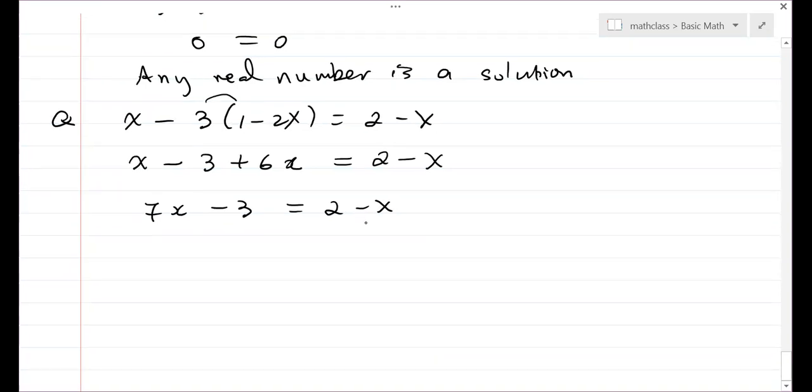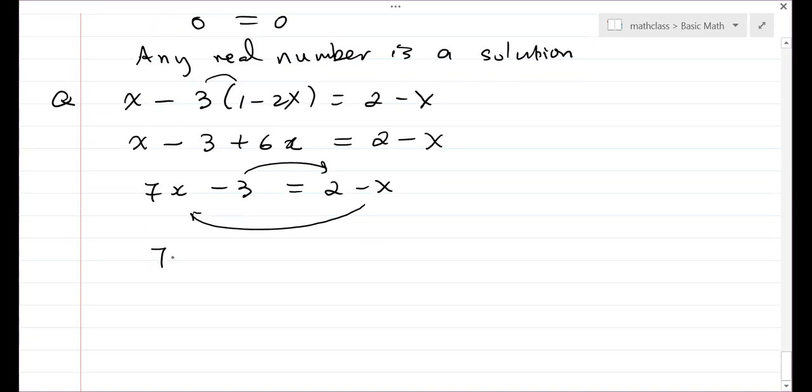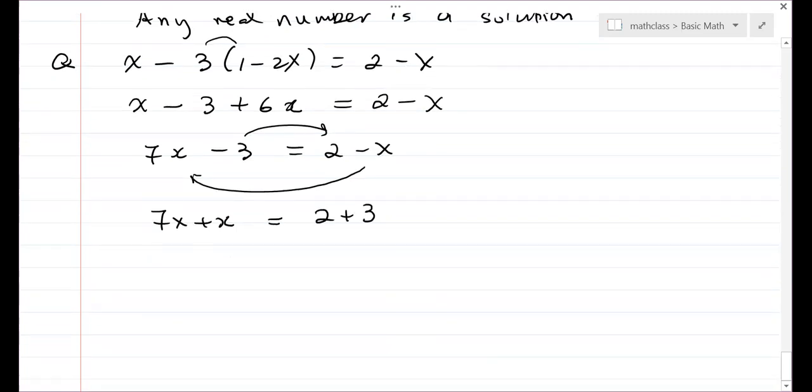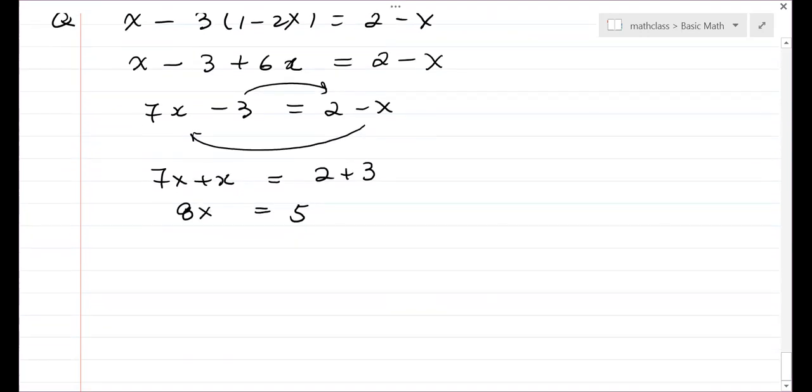Okay, so you move x to the left-hand side, move 3 to the right-hand side. So 7x plus x, 2 plus 3. So you get 8x and the 5. Okay? 5 eighths? Yeah.